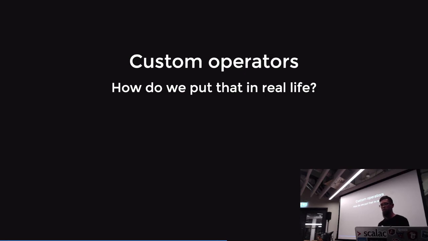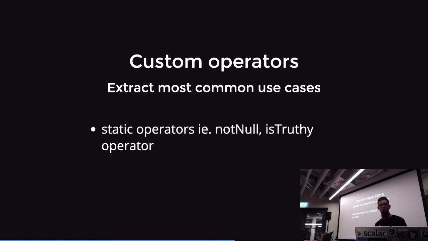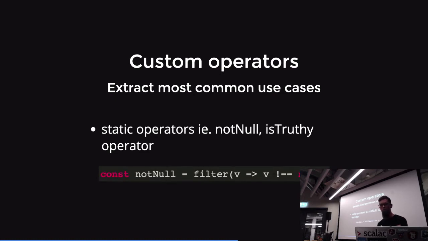So how do we put that in real life? We can extract the most common use cases to a more meaningful name. For example, we can create operators like not null and is truthy, which are basically filtering values, but we don't have to put the predicate every time we want to use them. So we just use not null, we assign filter with the appropriate predicate, and we can reuse it all over our code. The same goes for is truthy.